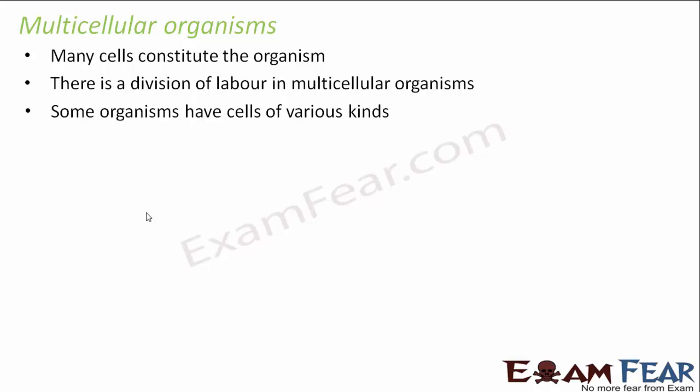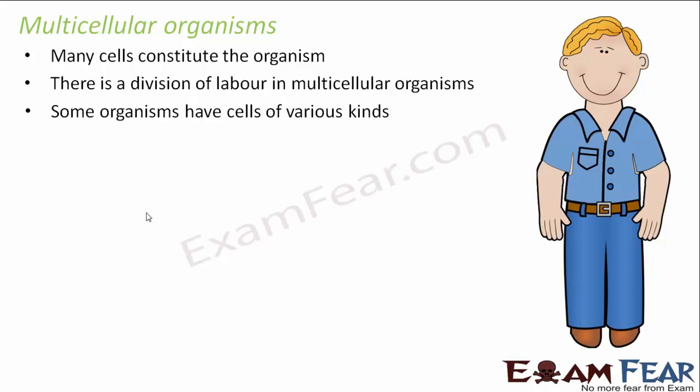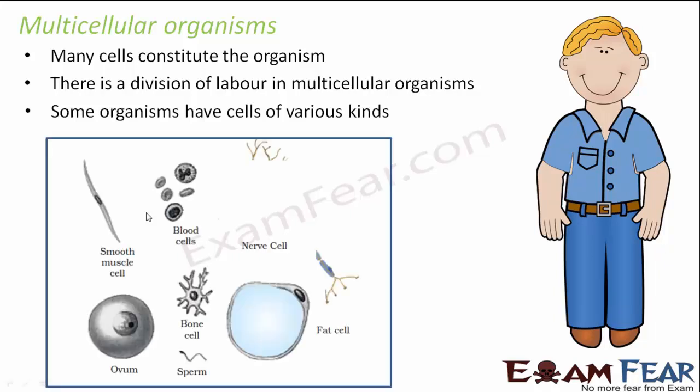So sometimes it also happens that one organism has many cells and the cells are of different kinds. So let us look at the example. The first example and the best example that comes up in our mind is human beings. In human beings, just look at the variety of cells you have. We have smooth muscle cells, blood cells, nerve cells, fat cells, bone cells. So just look at the variety which you have and just look at their appearance. Their appearances are also different, right?